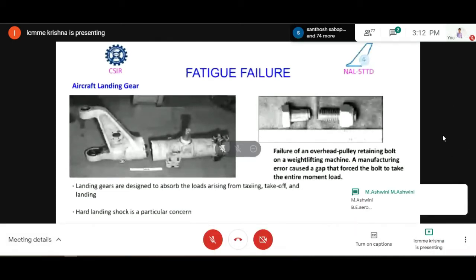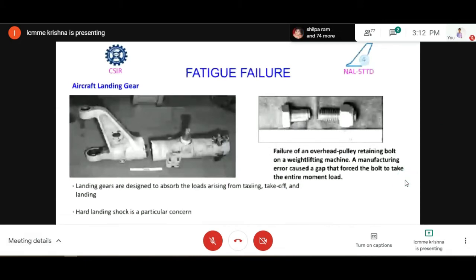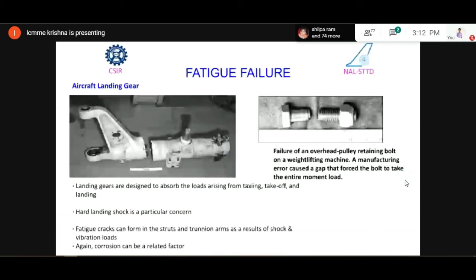Again, corrosion can be a related factor in the case of landing gear. Here you can see the landing gear strut completely torn off into two pieces. Similarly, the failure of an overhead pulley retaining bolt on a weightlifting machine: a manufacturer error forced the bolt to take the entire moment load, and the bolt has failed.